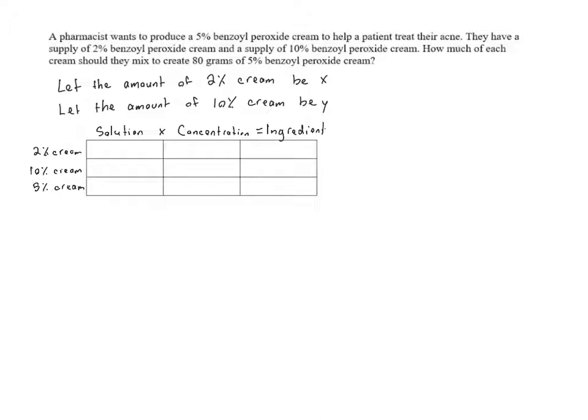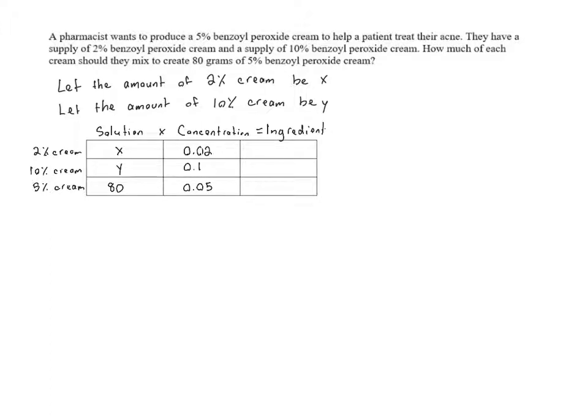Now let's start filling in the information. The amount of the solution that's 2% cream is X, and the 10% cream is Y. Those come from our let statements. When we mix them together, we're told that we want 80 grams of the 5% cream, so that third entry is going to be 80. The concentrations are just the percents converted to decimals. 2% is 0.02. 10% is 0.1. And then the 5% is 0.05.